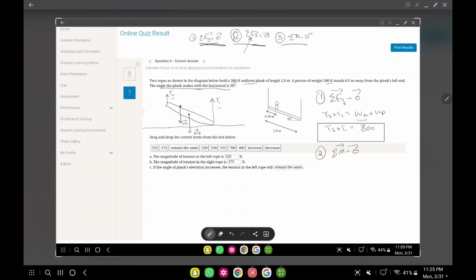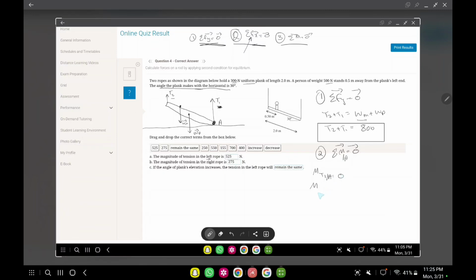When you have two unknowns, what do you do? You have to take the center of rotation at one of these points. They're asking first for the left rope, so let's just put the center of rotation on the right rope. So this will cancel T1, and we can find out what T2 is. So let's start. We're going to take the moments around, let's call this point A. Around A, the moment of T1 around A is obviously 0.